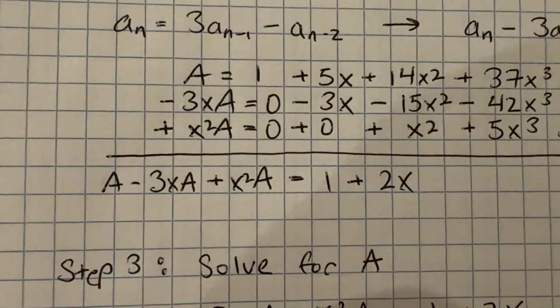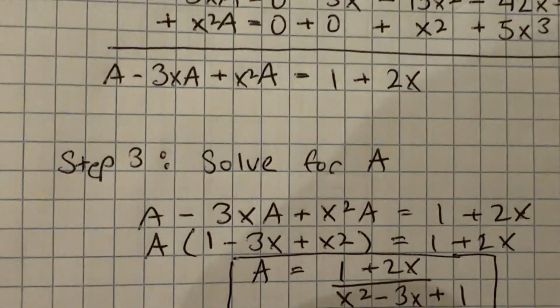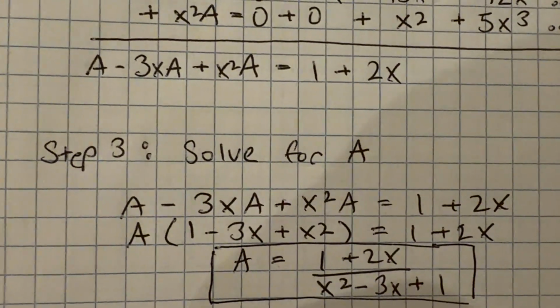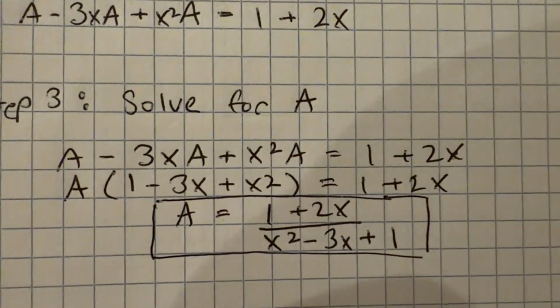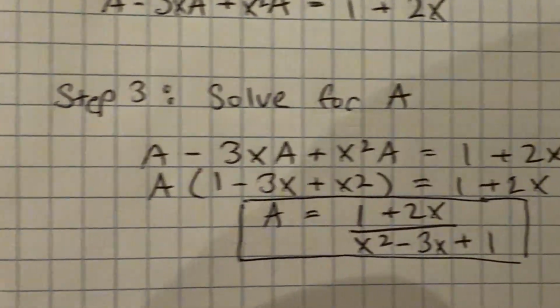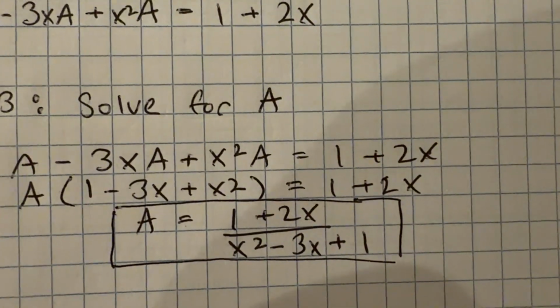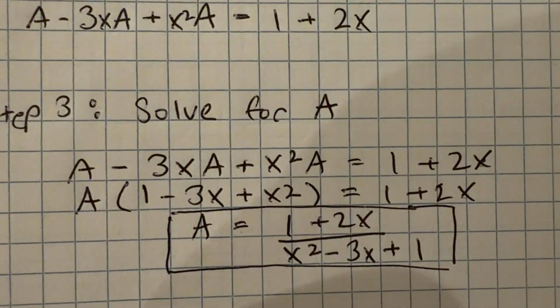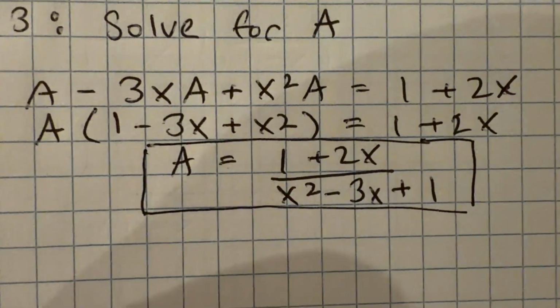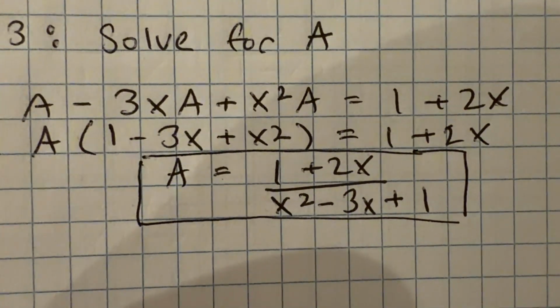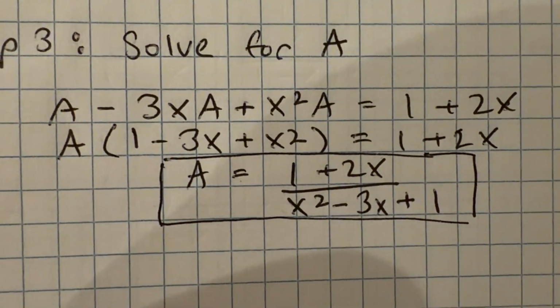And now our last step, and the easiest step, is to solve for A. Using some basic algebra, we'll factor out A, so that will become A times (1 - 3x + x^2) is equal to 1 + 2x, and then we'll divide. So our final answer is A is equal to (1 + 2x) over (x^2 - 3x + 1). Hope that helps.